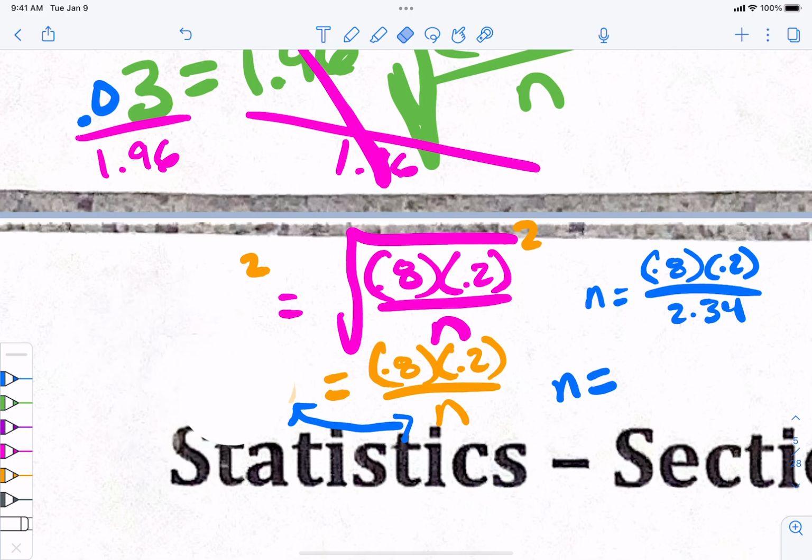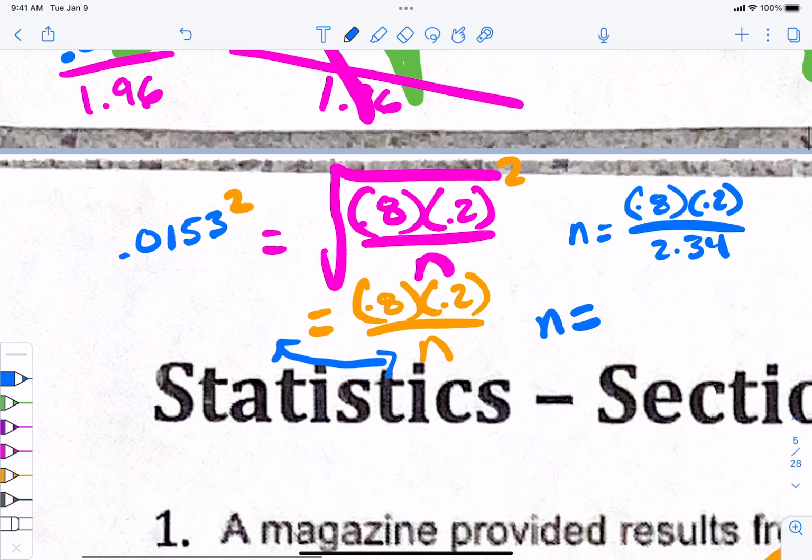Okay. What? 0.0153. Okay, square it. Yeah, that is good. Otherwise, you'd be confused. I got 200 or 680. That's what you want. That's right, because that's the amount of people. Take 0.0153 and square it. Okay.